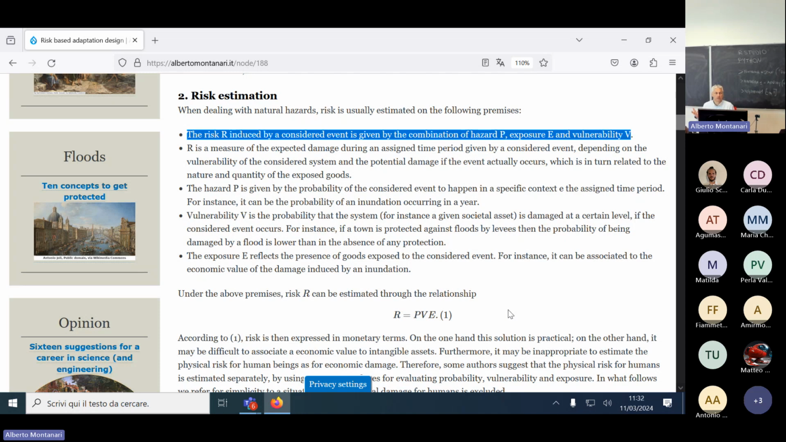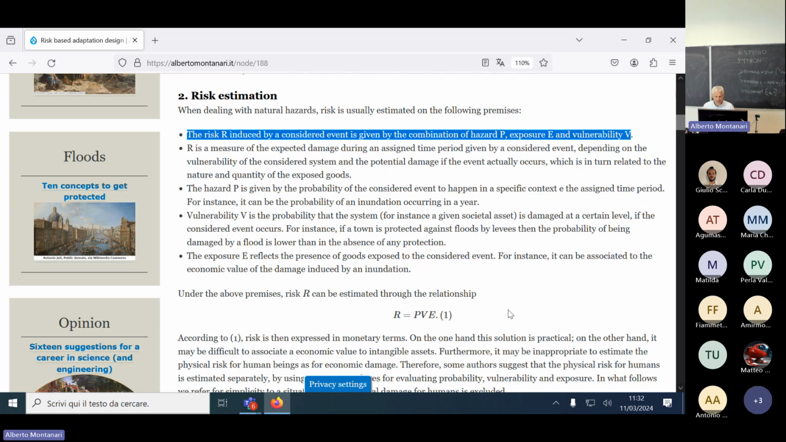So let's talk about money, because it is less emotional with respect to loss of lives. It's something that we can discuss freely. So the risk is measured in the money that I have to take from my pocket after an extreme event. It's very clear.